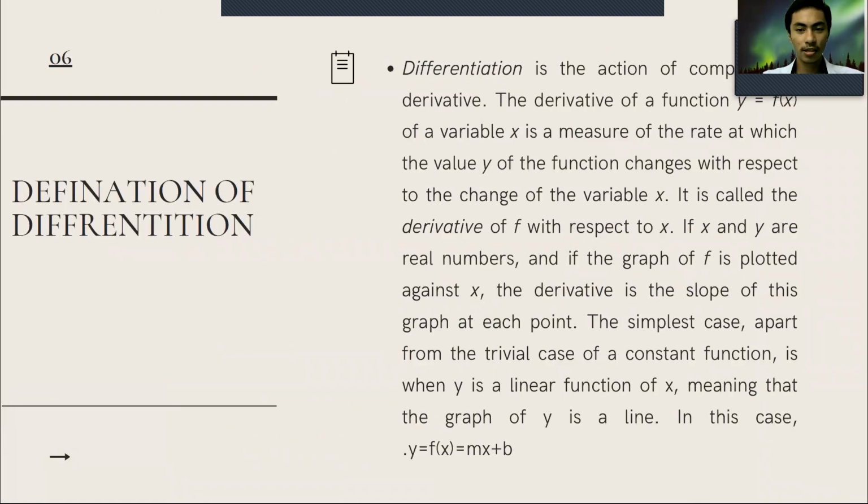Differentiation is the action of computing a derivative. The derivative of a function y equal to f(x) of a variable x is a measure of the rate at which the value y of the function changes with respect to the change of variable x. It is called the derivative of f with respect to x. If x and y are real numbers, and if the graph of f is plotted against x, the derivative is the slope of this graph at each point.